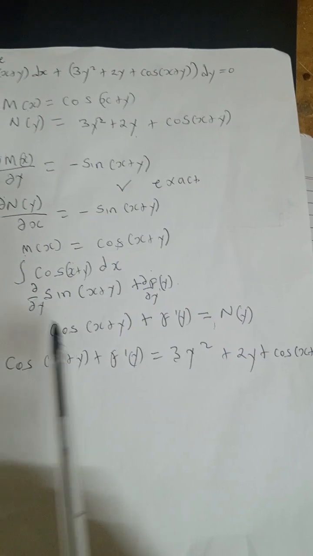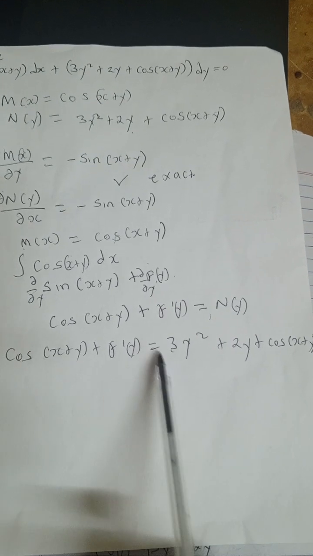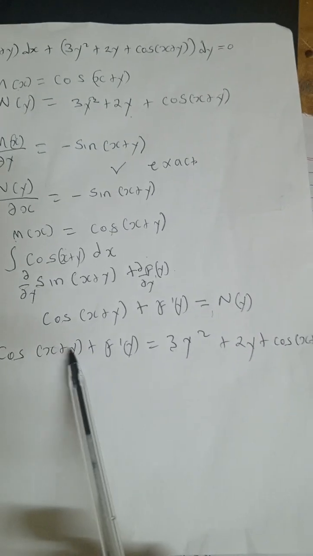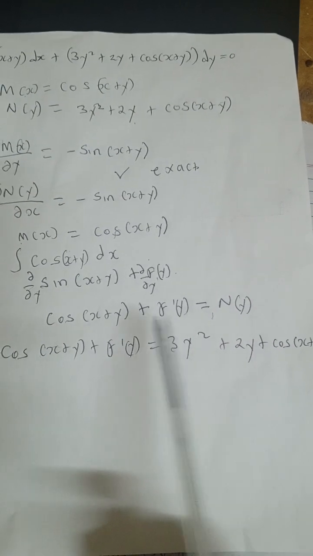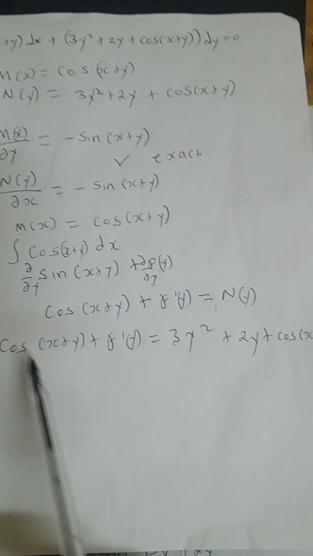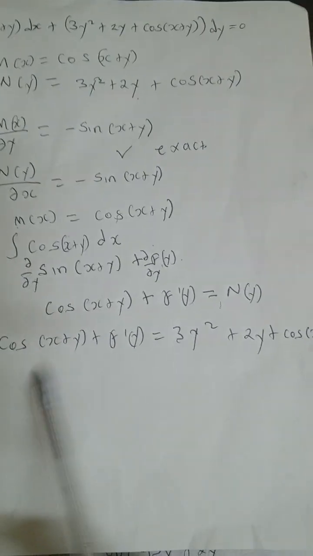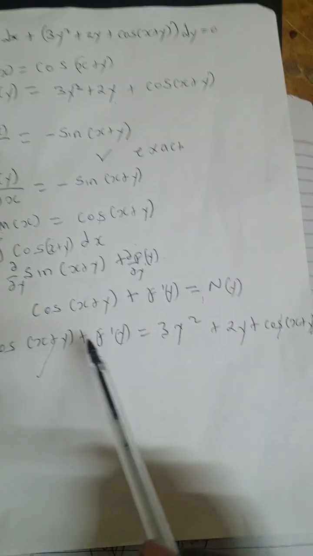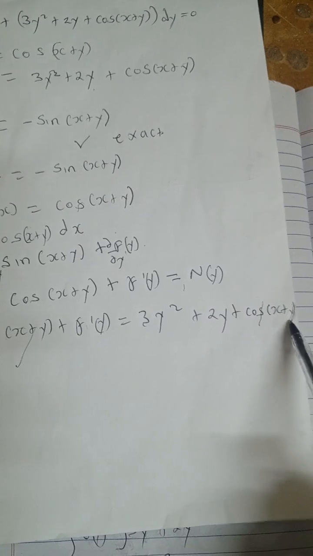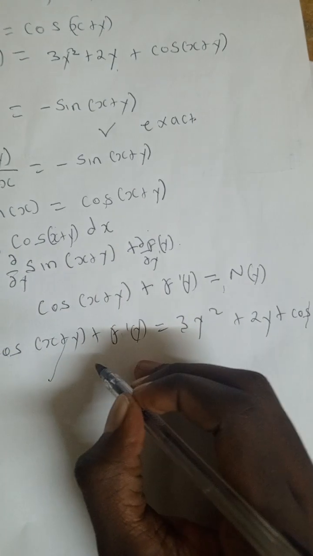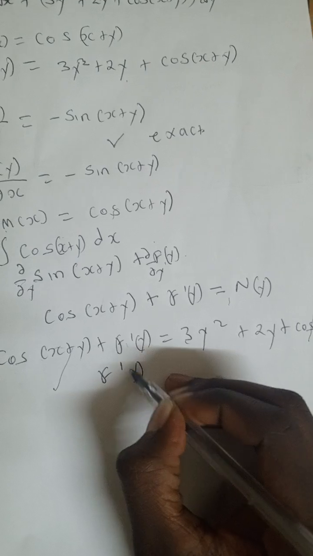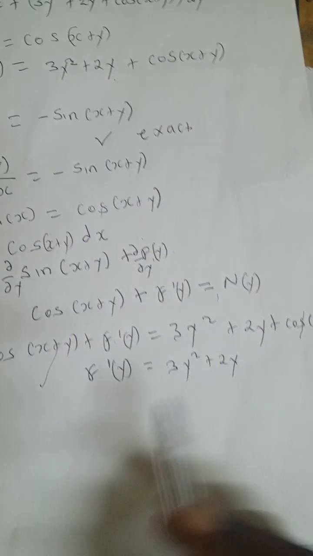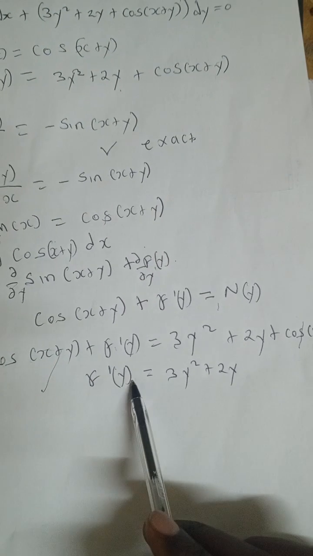Now observe what we have found. This guy is equal to this guy. Now you can see that this term and this term are pairing, and they are both positive. So when this is subtracted from both sides, these two terms would disappear. So this term can cancel with this term. So we're going to write our result, which is f'(y) is equal to 3y squared plus 2y.